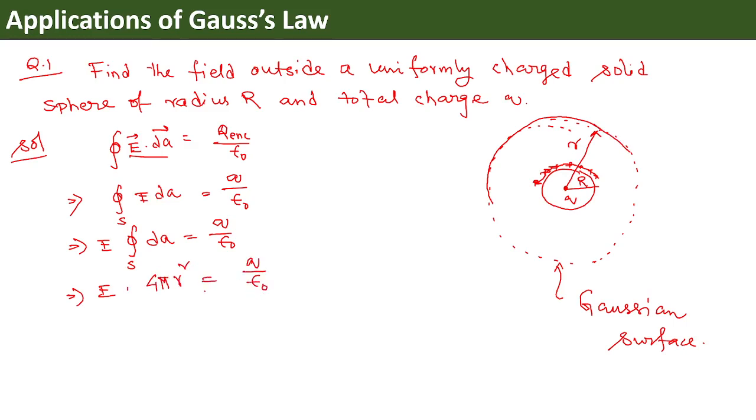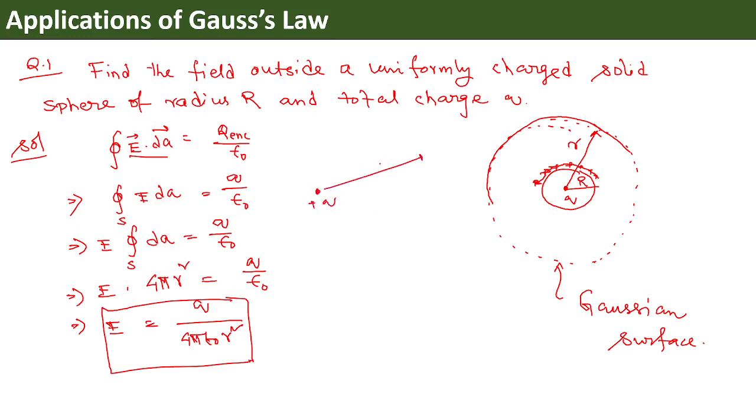because you have considered the Gaussian surface outside the uniformly charged sphere. So the electric field at a distance r is Q by 4 pi epsilon naught r square. Observe that this is the same as that of a point charge. Suppose I give you a point charge plus Q and I ask you to find the electric field at a distance r, then what will be the electric field at this point? The same as you have got in this expression.